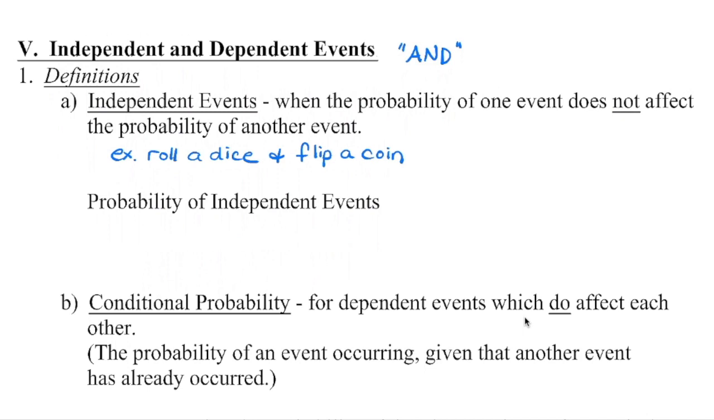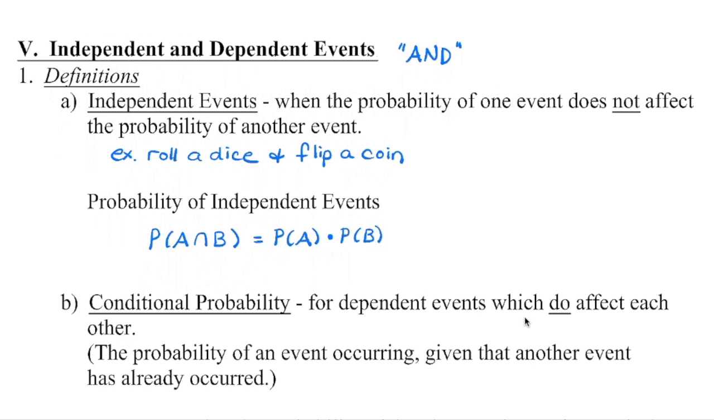In terms of the notation, going back to set theory, for the probability of event A and event B occurring, we're going to determine the probability of event A. Remember, and in mathematics generally means multiplication. We're going to multiply that by the probability of event B occurring.